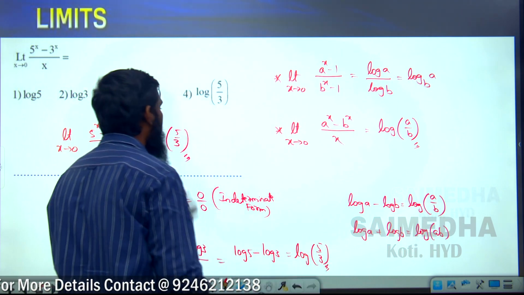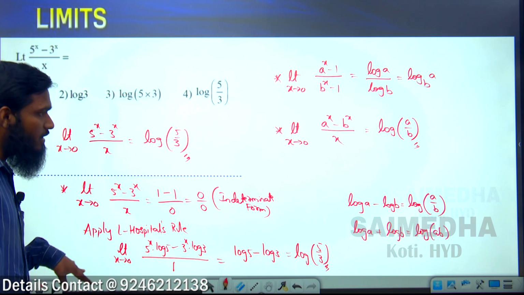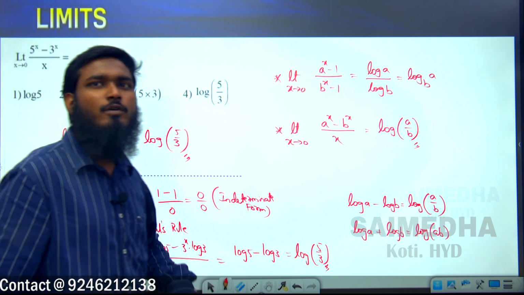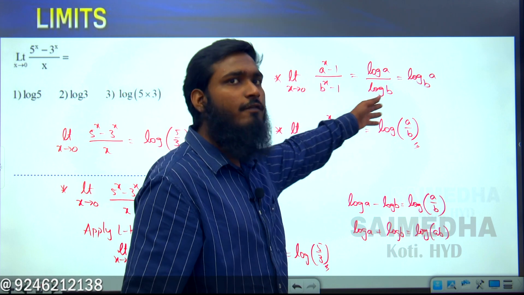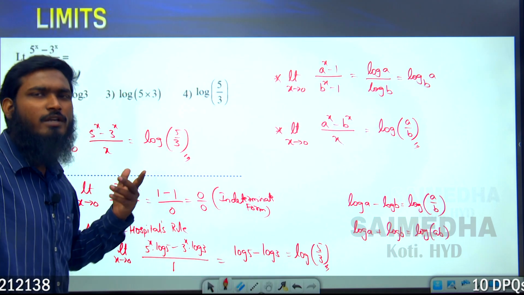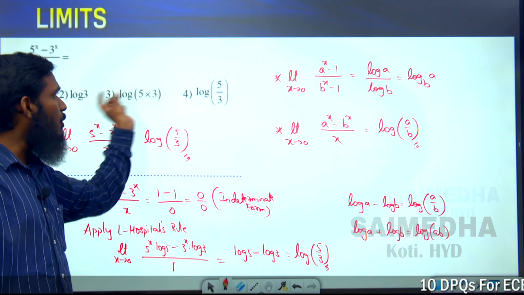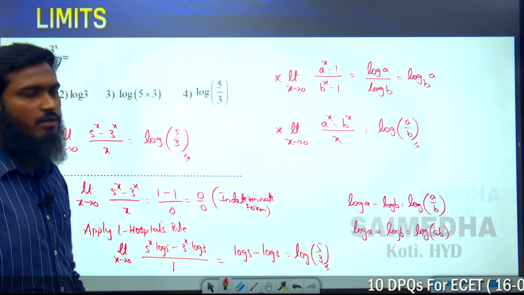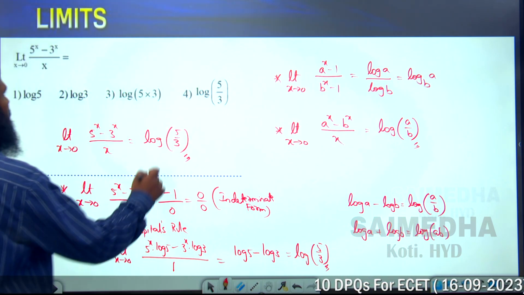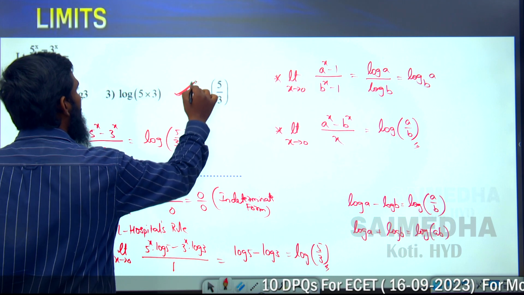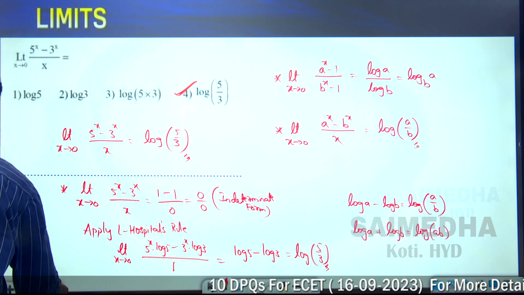So we get the same answer here, but if you use the L'Hospital rule, it takes somewhat more steps. If you remember this direct formula, we can write the answer directly. No need to write a single step; by seeing the options only, we can say the answer. So according to our answer, let us go with the fourth option, log 5 by 3.